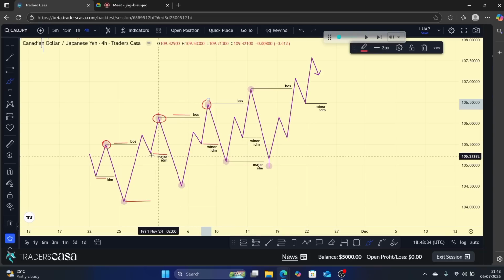Alright, so price, you can see here, took out the minor inducement, but this low is protected and then reversed and broke the structure to the upside. So that's a valid break of structure. Similar here, this is a minor inducement, price retraced, took out the minor inducement, and you can clearly see the low of the trading range is protected, price reversed, broke past our confirmed swing point. That's a valid break of structure. So both a minor inducement and a major inducement confirm our swing point as well as confirm a break of structure.